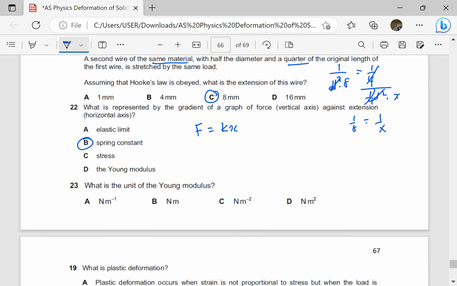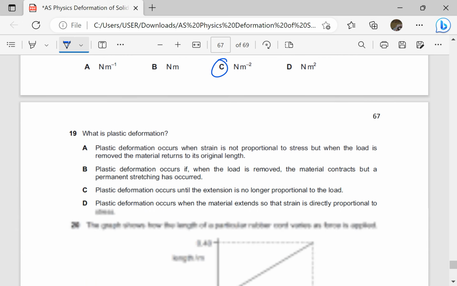We know Young modulus is stress over strain. Stress is force, Newtons, and strain has no units. Stress is force over area times original length over extension. So this is Newtons over meters squared times meters over meters. So this one cancels, so it is Newtons per meter squared.